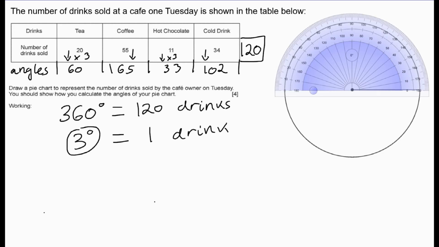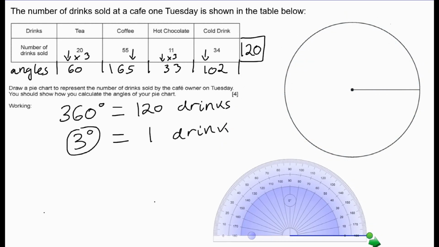So if I start with tea, we've got 60 degrees for tea. So what I'm going to do is measure 60 degrees above the line. So I'm going to go anti-clockwise. That's on the inside of the protractor, so I'm going to stay on the inside, make a little mark at 60 degrees here, and I'm then going to draw a straight line using a ruler from the center of the pie chart to my point.